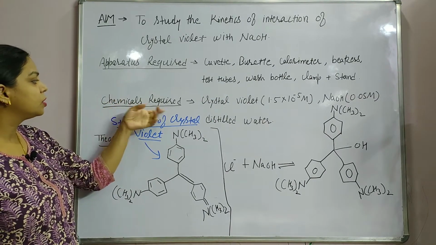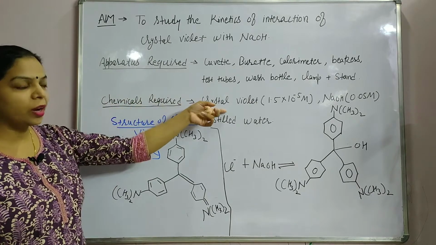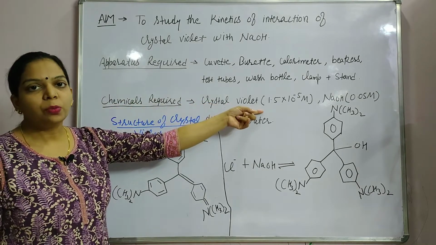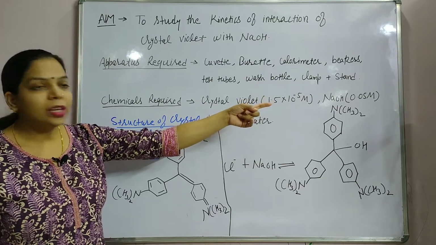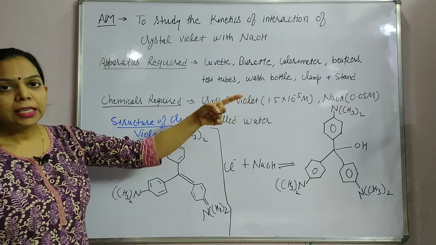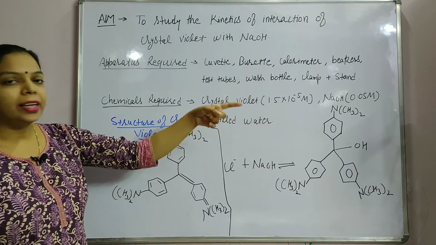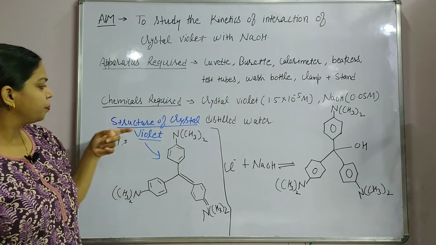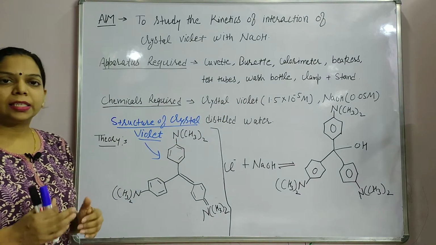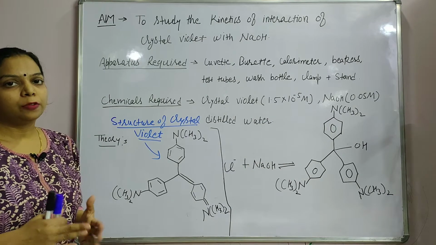Chemicals required are crystal violet, the concentration is given which we are taking, and NaOH which has to be standardized, or you can take standard NaOH. So let's see how to proceed for the experiment.